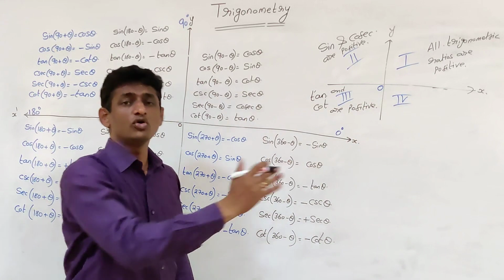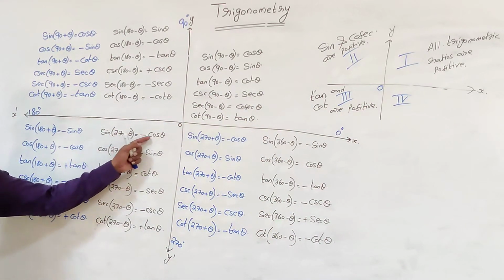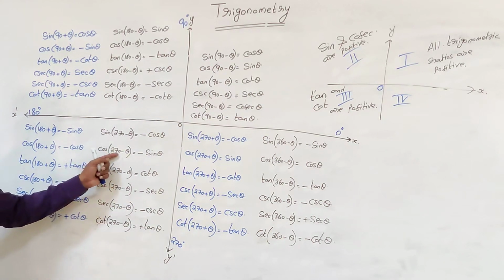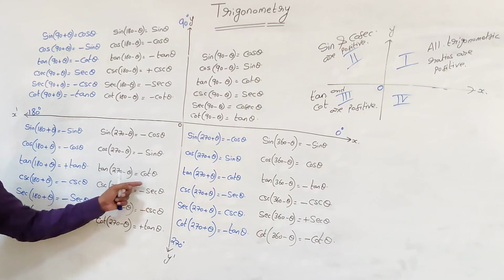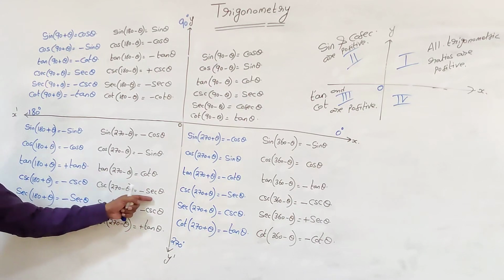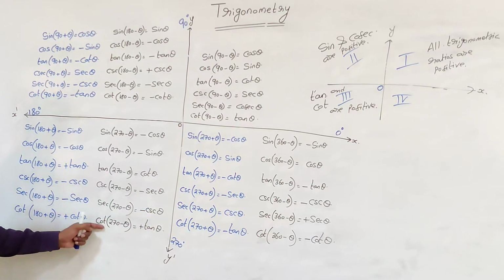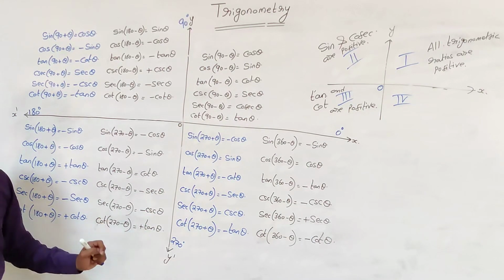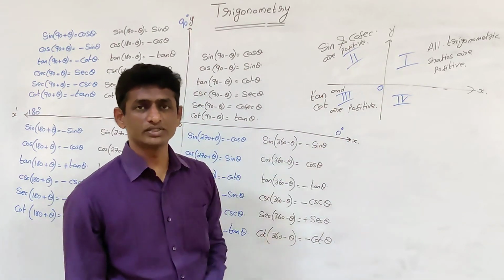The other four trigonometric ratios will be negative. Similarly, sin of 270 minus theta is minus cos theta, cos of 270 minus theta is minus sin theta, tan of 270 minus theta is cot theta, cosecant of 270 minus theta is minus secant theta, secant of 270 minus theta is minus cosecant theta, cot of 270 minus theta is plus tan theta. So in this third quadrant, only tan and cot are positive.